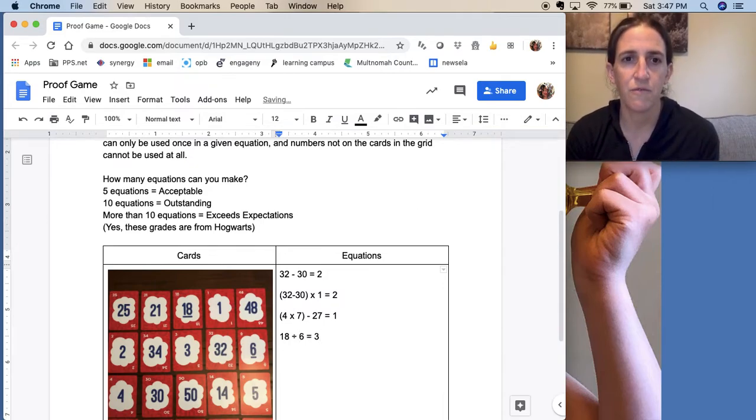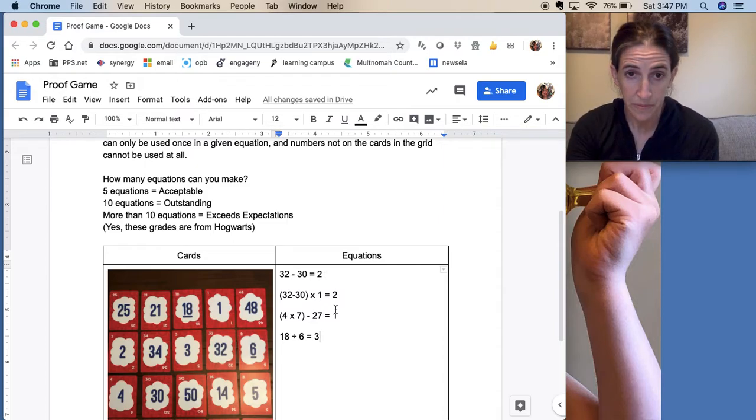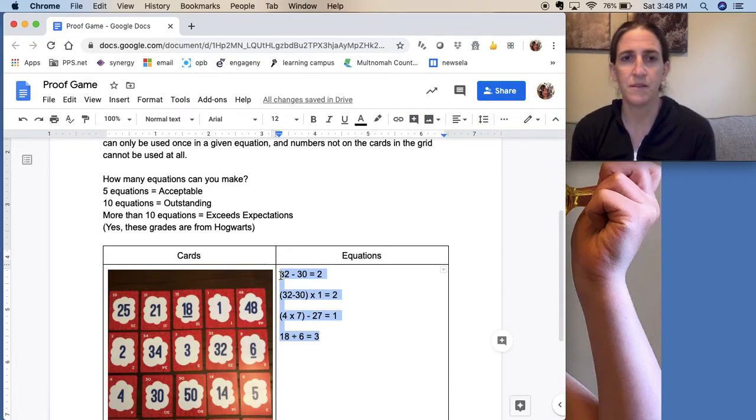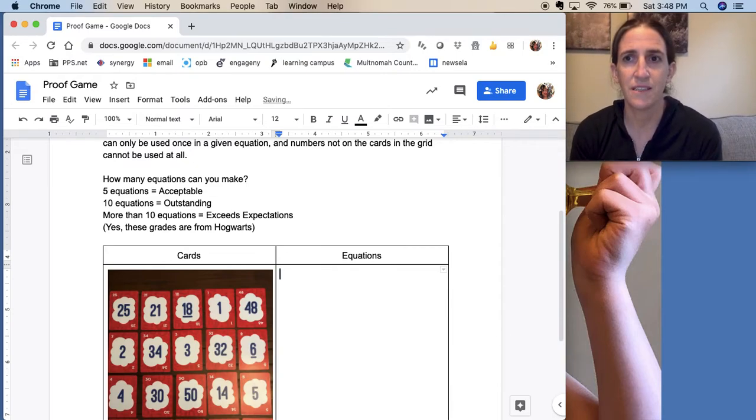Okay, so I've already got 4 equations there. I want to try to exceed expectations, just like Hermione Granger. So I'm going to try to get more than 10 equations. Now you may ask yourself, Miss Carolyn, I just saw 4 great examples. Can I use those on my work? Yes, you can. You just watched the video. Good job. Just know that I deleted them, so you won't find them in the document. Okay, have fun.